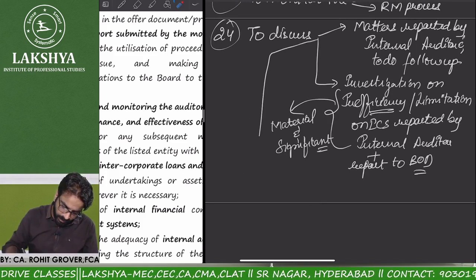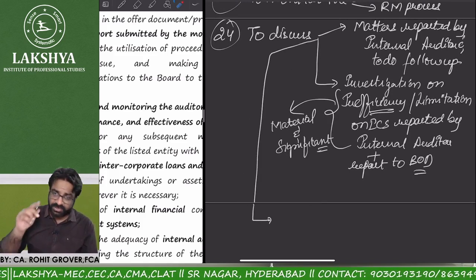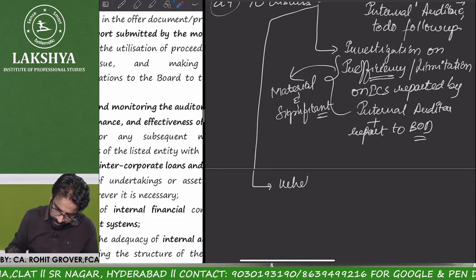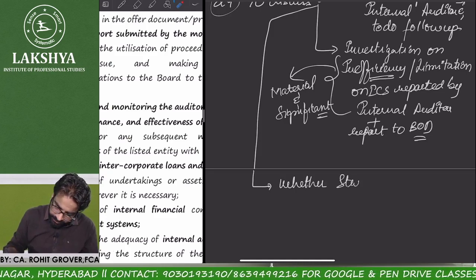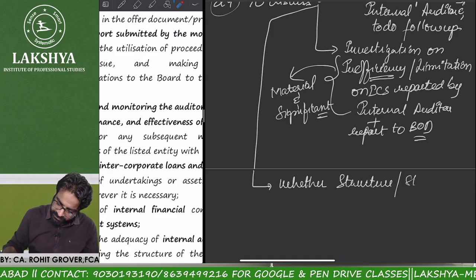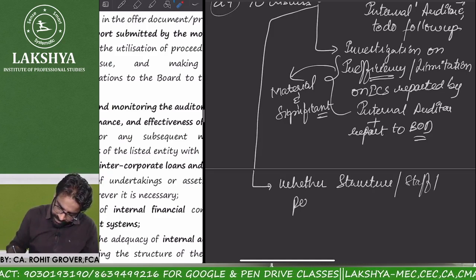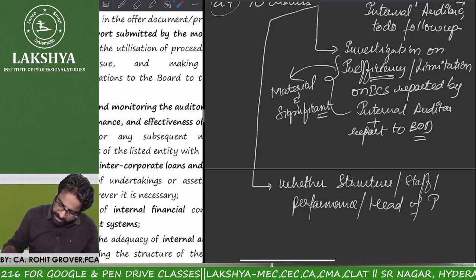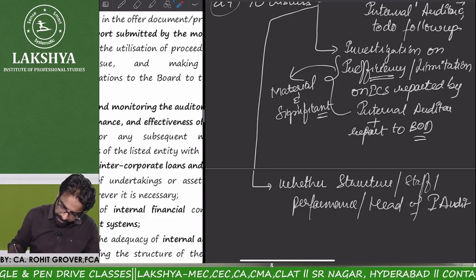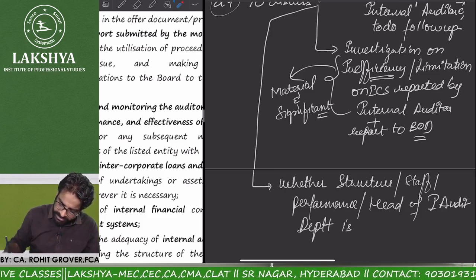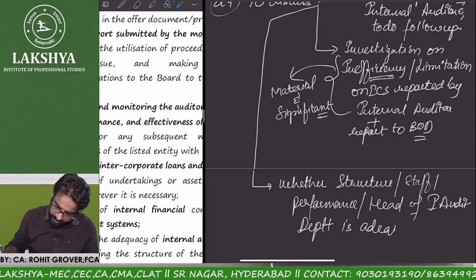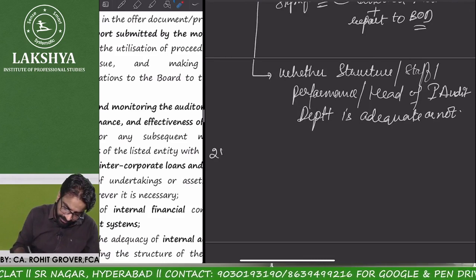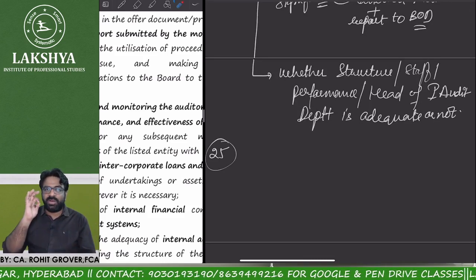And what is the point number 3? Now listen to this very carefully. What is the point number 3? Third point relating to internal auditor: whether structure, staff, performance, head of internal audit department is adequate or not. And most importantly, point number 25. I told you 23, but point number 25.